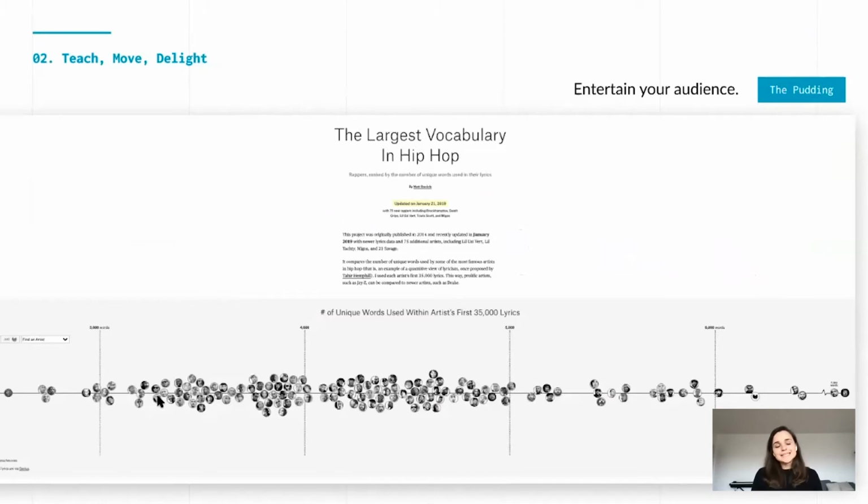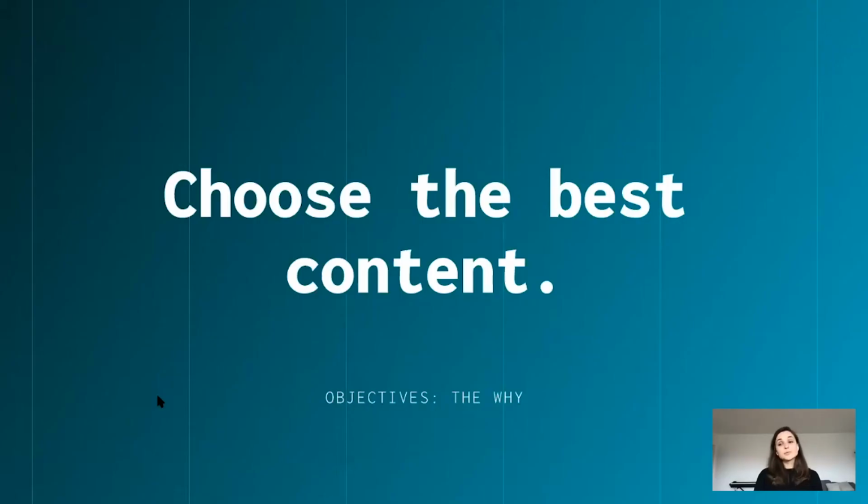It may not always be easy to tell which objective applies to which visualization. In fact, you may even disagree with me, for example, when looking at this chart, and tell me that it's meant to teach us something new as well. And that's okay. What matters is to choose the primary objective for your work, and then choose the most appropriate content accordingly. For instance, if I want to move my audience, to inspire them to take action with my visualization, how will I present the problem?